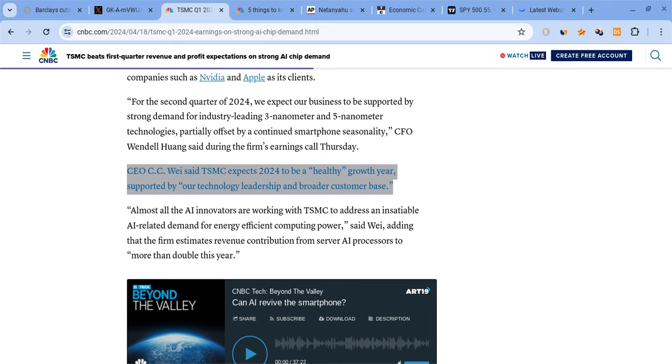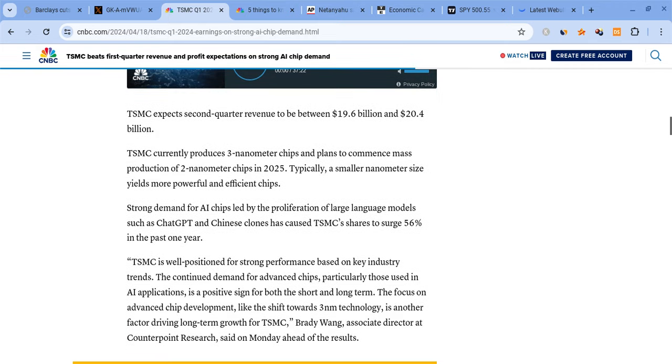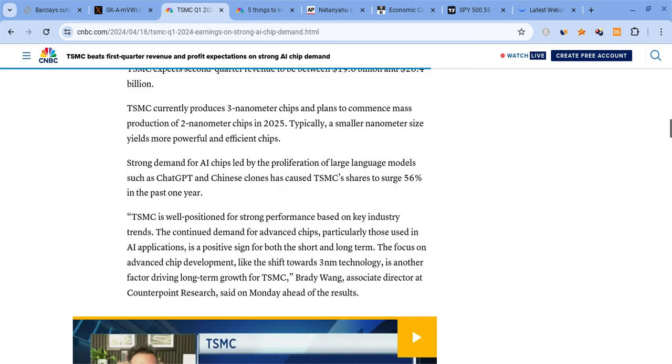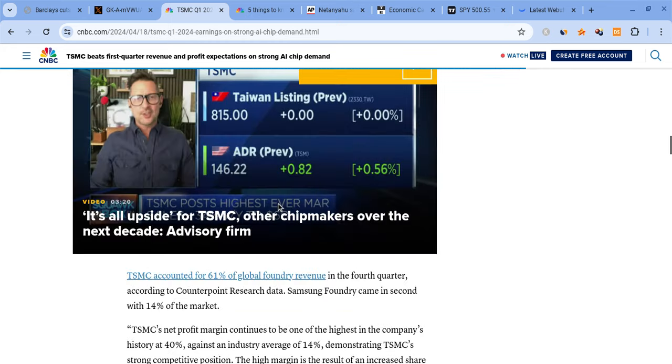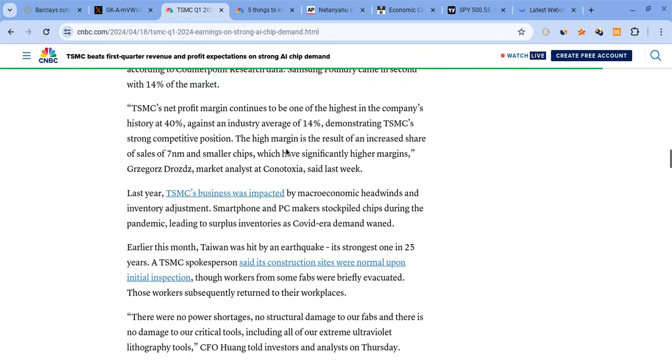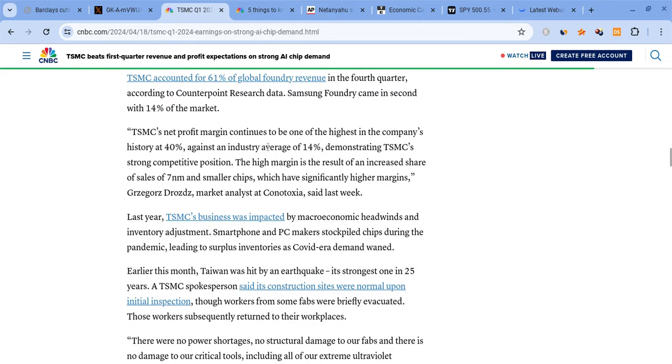Despite the earthquake that happened in Taiwan, they're saying it's not going to affect them as horribly. And they're seeing at least $19.6 billion in revenue to about $20.4 billion for the second quarter. We're also seeing more growth projections and more strong performance projections as well moving forward. So it's not bad whatsoever. We're going to be looking at their net profit margins continuing to improve. And we're seeing more and more growth projections as well.